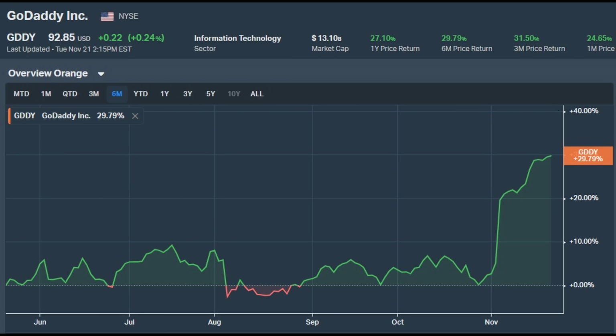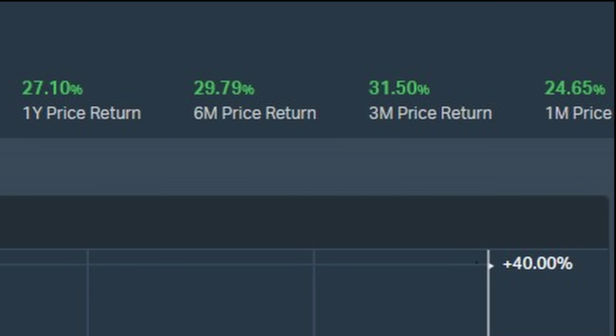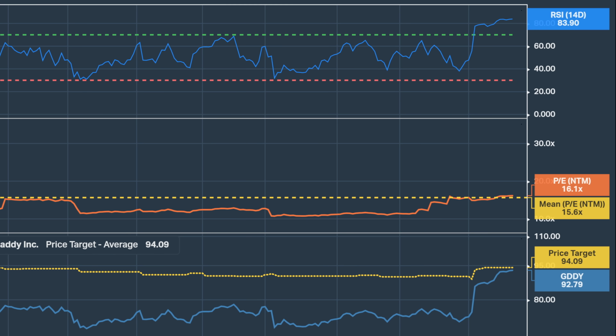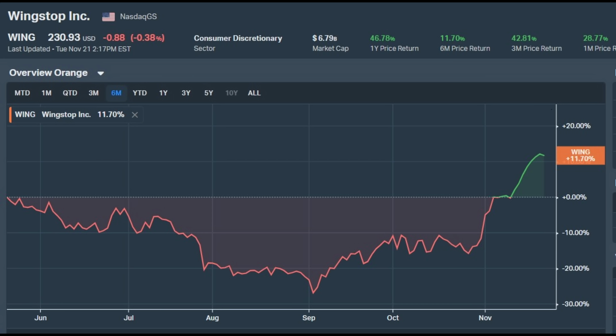Next company up, GoDaddy, GDDY. Of course, they design and develop cloud-based products. We can see again, they've had a very nice run, up about 31% over the last 3 months, about 24.6% in the last month alone. When we drill down into the details, we see an RSI of 83.9. Again, well into overbought territory. When we look at the price to earnings ratio, we see 16.1 times. That's marginally above the longer term mean of 15.6 times. When we look at the price target, we see GoDaddy actually trading slightly below the target price of 94.09, trading currently at 92.79.